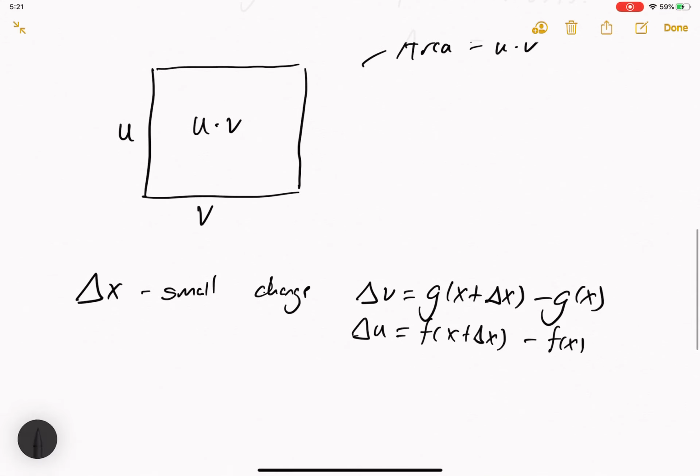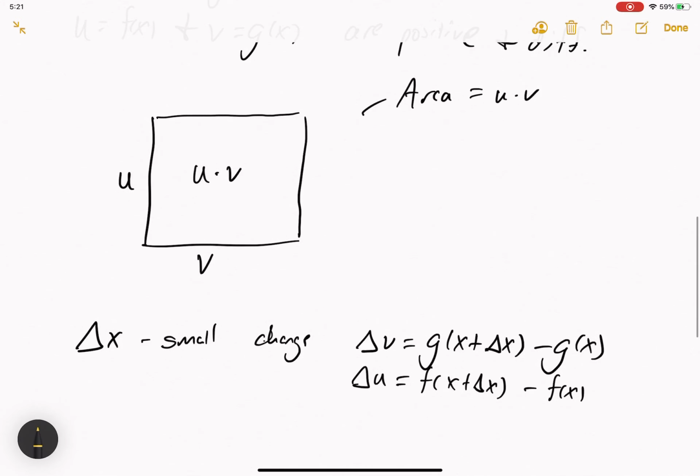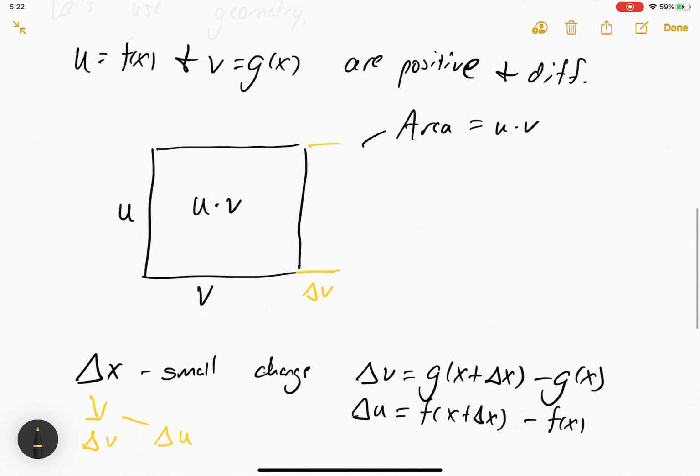I'm going to use some different colors now. I'm going to go with yellow. So if we add a delta v, a little change in x, that means we're going to have a little change in area. We're going to increase the length of this rectangle by delta v, because a delta x will correspond to a change in v, and we'll also add a change in u, so that's delta u. So then we have this extra area of delta v times u.